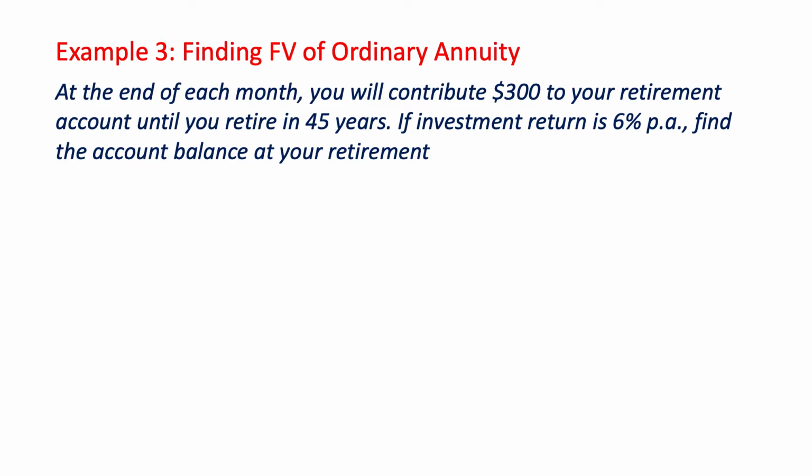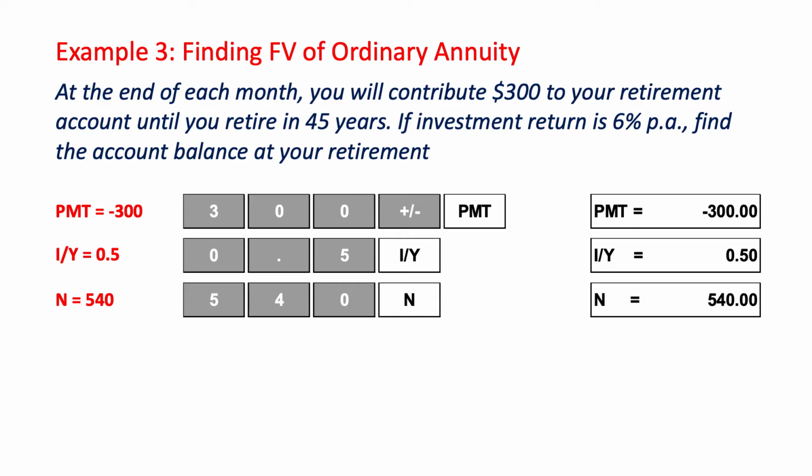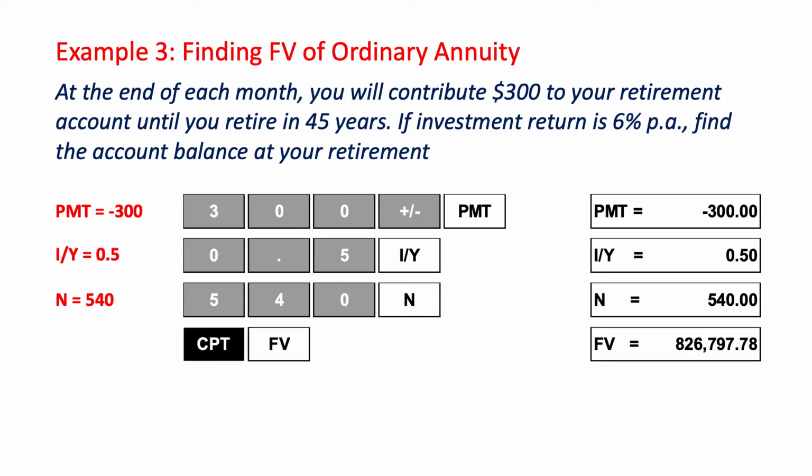As we are making a $300 contribution each month, PMT is equal to negative 300. As investment return is 6% and the contributions are monthly, IY is equal to 6 divided by 12, so it is equal to 0.5. As we have 45 years to go and monthly contributions, the number of payment periods will be 12 times 45, so it is equal to 540. We press these keys to enter these three values, after which we press CPT and FV. We can find that the future value of the monthly contributions is about $826,000.